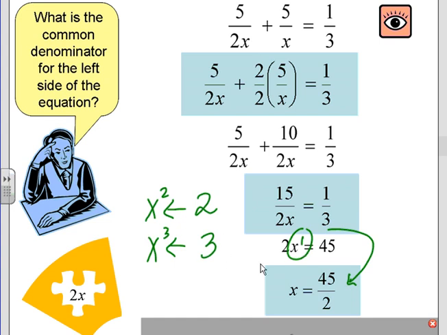Just because it's a possible answer doesn't mean it works. We have to go back and check for extraneous solutions. In this problem, x cannot equal 0 because 2 times 0 would be 0, and that would make the denominator 0. So we've got to keep on the lookout for extraneous solutions.